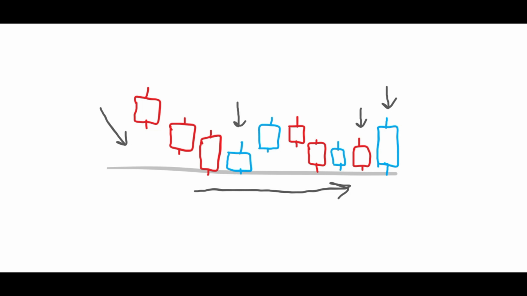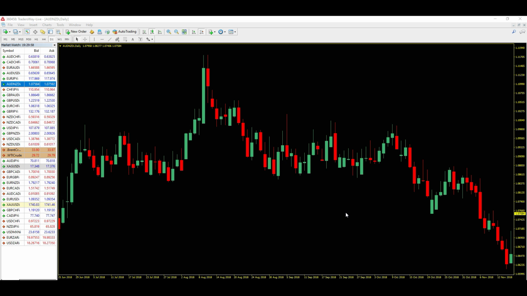But if this candle here was to engulf this candle here, then that would be a valid engulf pattern, because you can see that price was in a downwards trend and the engulf pattern indicates to us that price is about to reverse. Okay, this is AUD/NZD on the daily, and I'm just going to give you a real example of what I'm talking about.